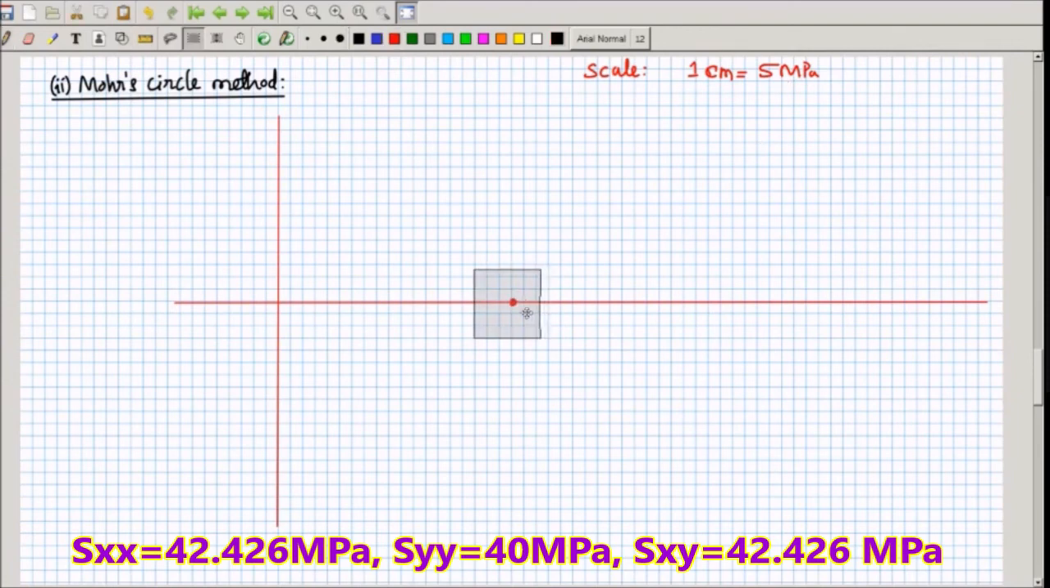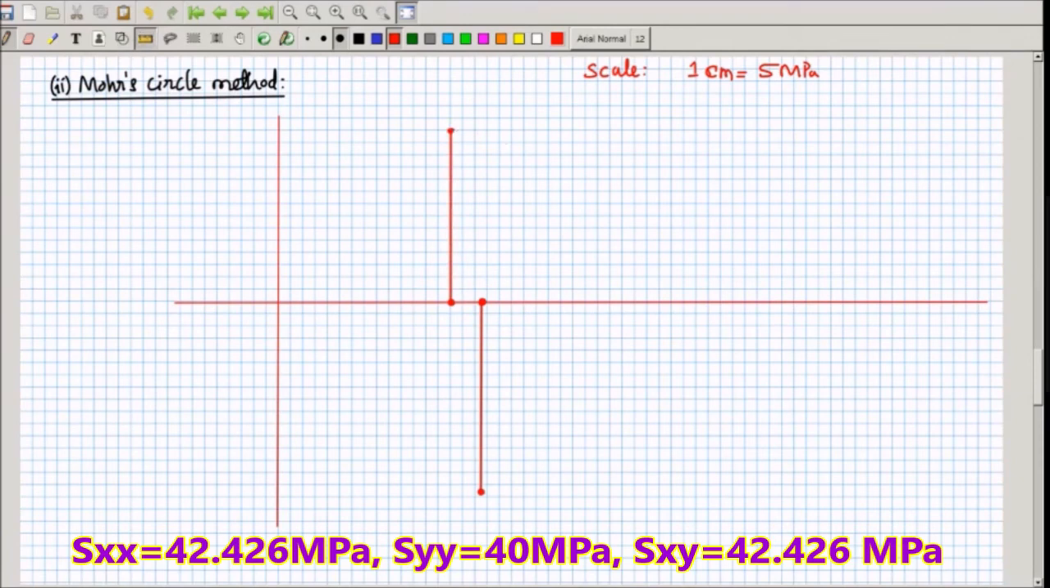I will draw that on x-axis like this. This is the point. On the vertical face, tau xy is positive 42 MPa. So I am drawing it downward. On the horizontal faces, sigma y is 40 MPa. So 40 MPa normal stress will come somewhere here. On the same plane, shear stress is same value but in the opposite sign. So I have to draw it upward like this. I will get a point there also.